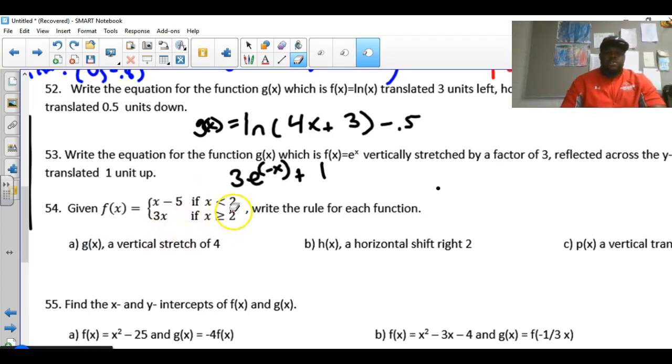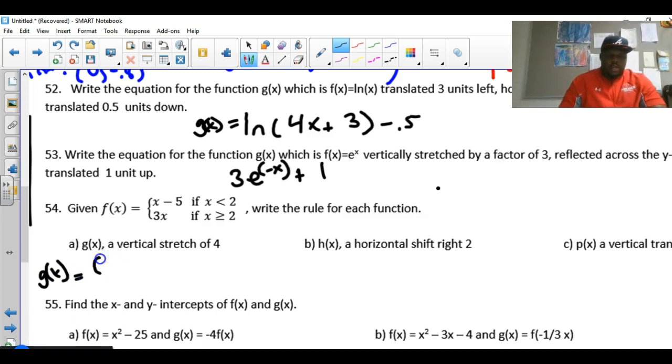It says, given this piecewise function right here, write a rule for each function. It says g of x, a vertical stretch by 4. So guys, we're going to take both of these for g of x and stretch them by 4. I'm going to take x minus 5 and stretch it by 4, which means you put a 4 out front. And this one, I'm going to stretch it by 4 too. So it goes outside, guys. Notice that affects the y, so these conditions won't change. Anyway, when you do that, you actually get this right here.